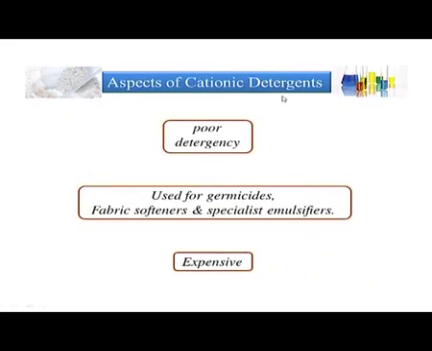Now, in comparison to anionic detergents, cationic detergents have poor detergency. They are used for germicides, fabric softeners and specialist emulsifiers. An important point to note is they are generally expensive in comparison to anionic and non-ionic detergents, and they are used very little. They have limited applications, as you can also see.